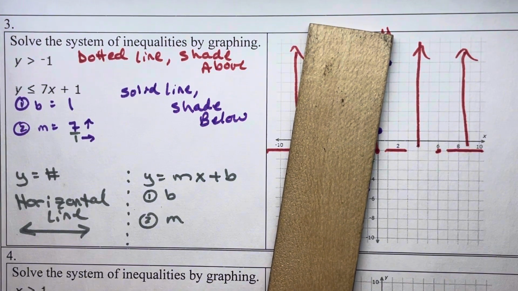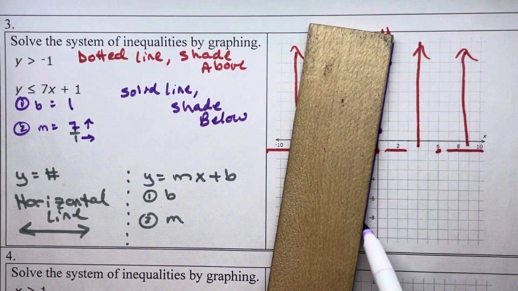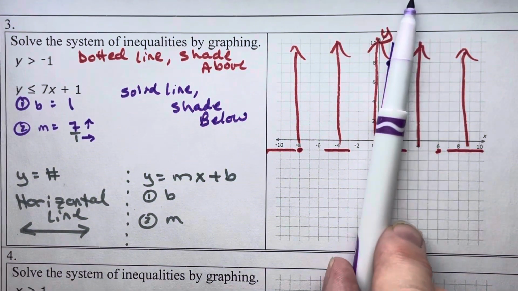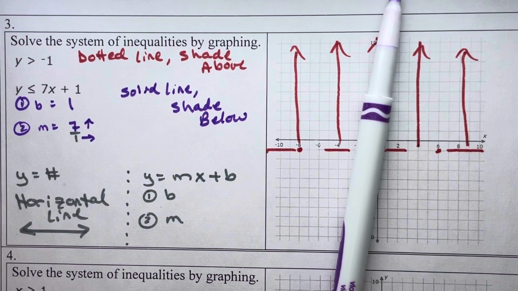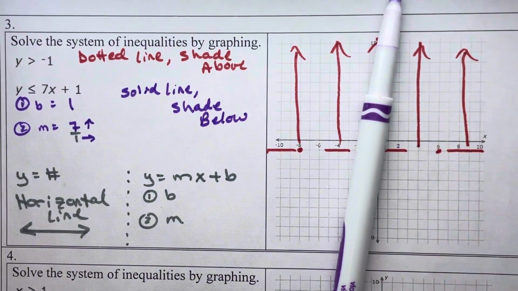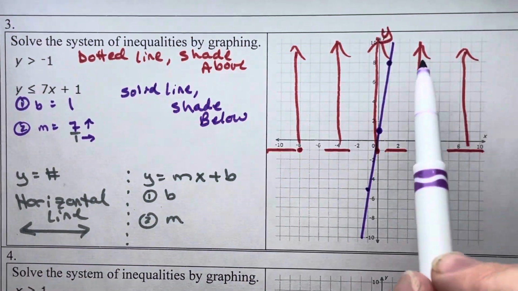We learned from our symbol that this is going to be a solid line, so you can run a nice autopilot solid line. And then we're going to shade below the line. So if you put your marker or your pen or your pencil on your line, below your line will be this region over here to the right. Below your line.